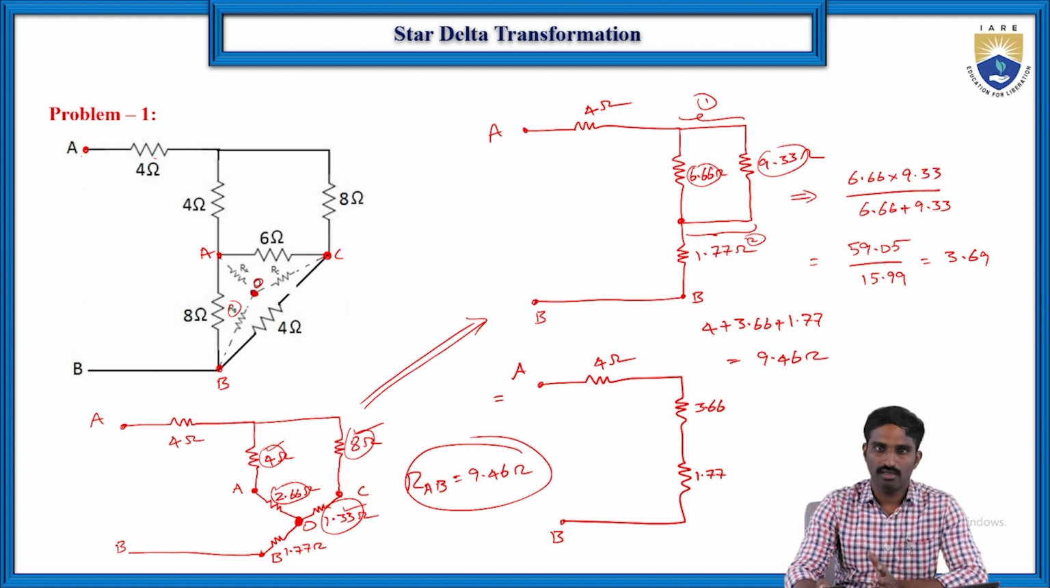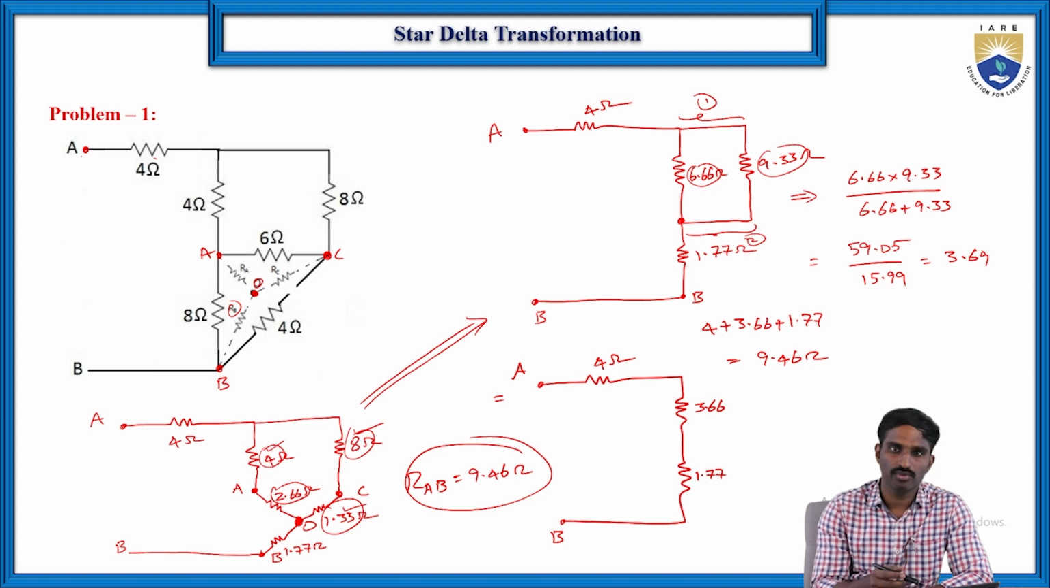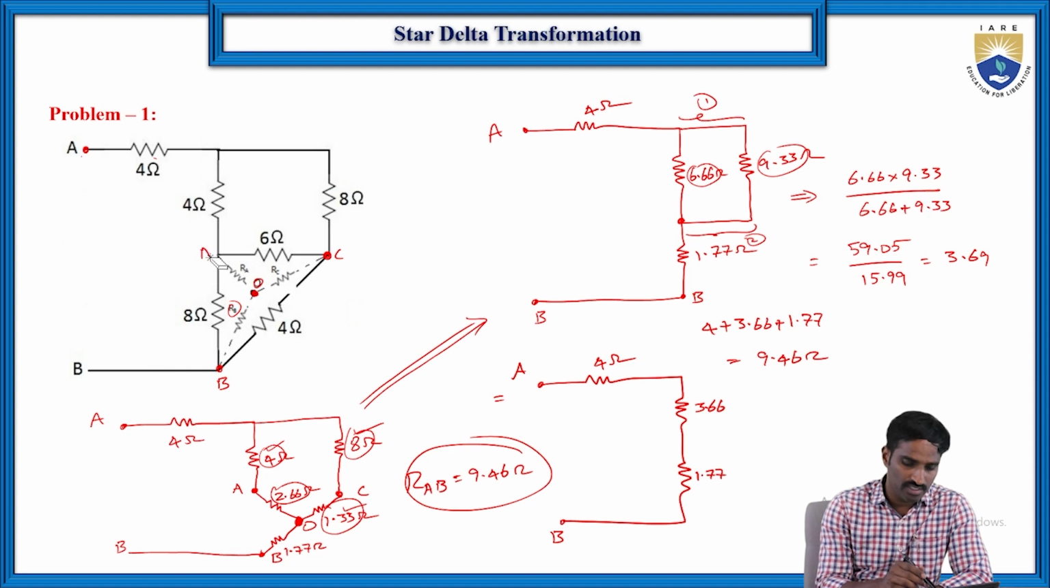Of course, some circuits may require, in a single circuit, two to three conversions, which means one may be star to delta, again delta to star, something like that. In some networks, at any place, if you want to convert, if you can convert star to delta, delta to star, then you can easily simplify the circuit. And another thing, one more important point: there is no compulsion that we should convert only this particular delta into the star.